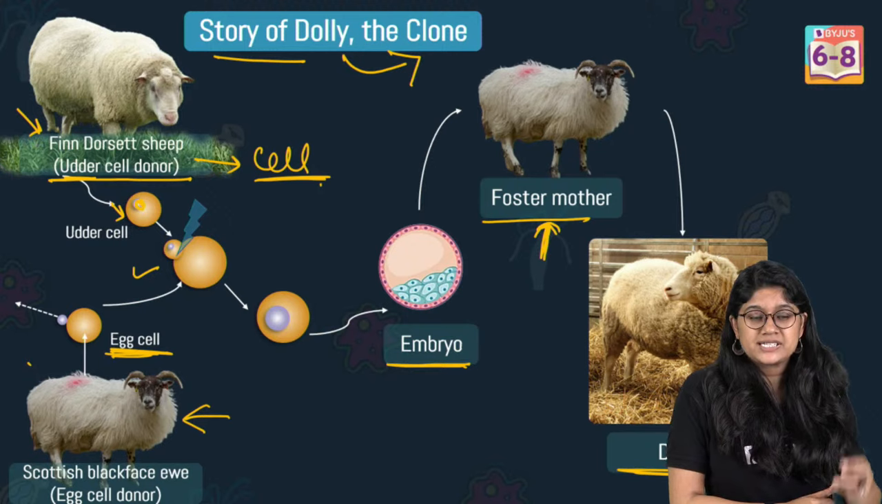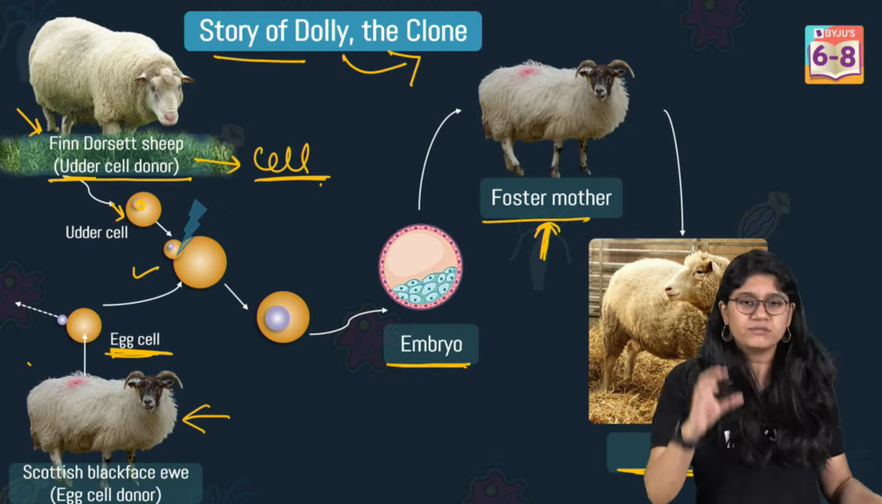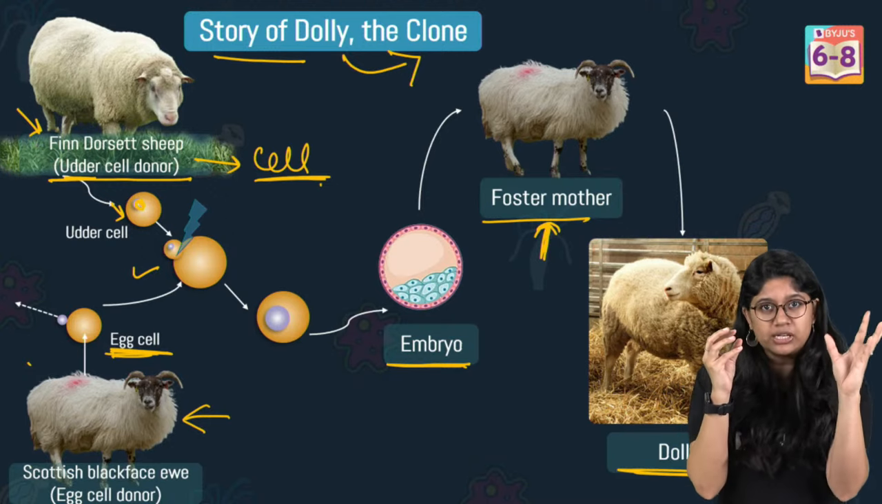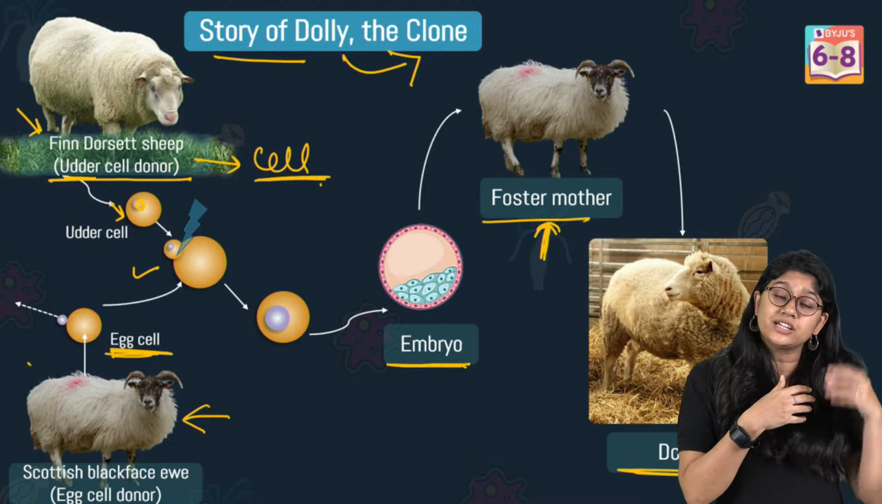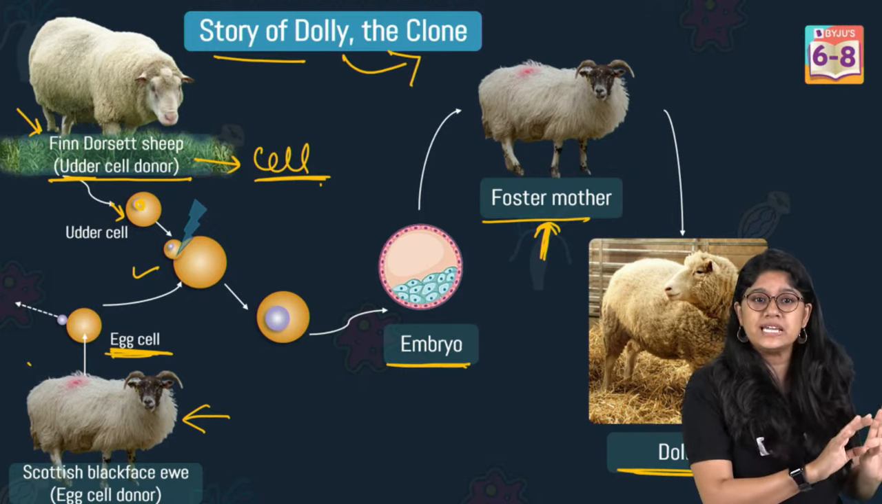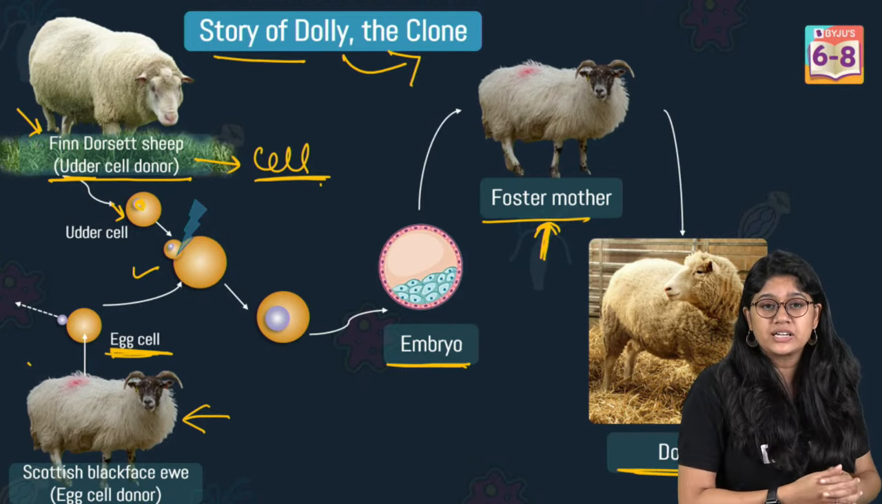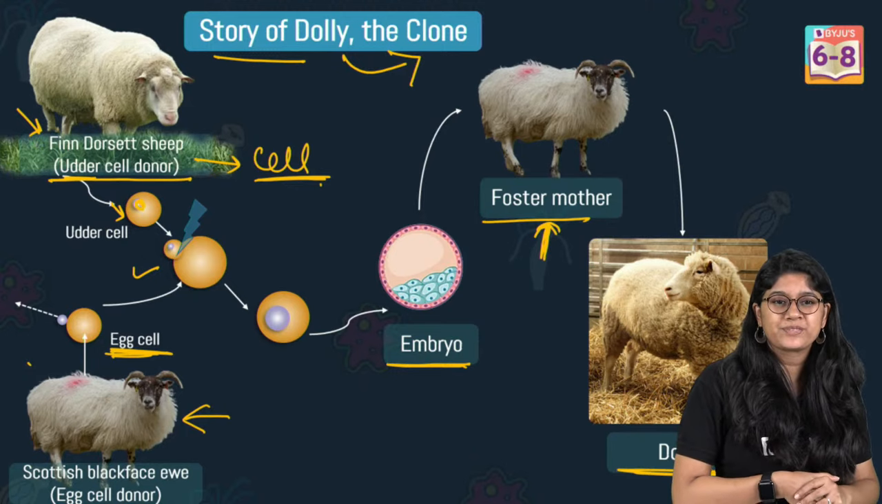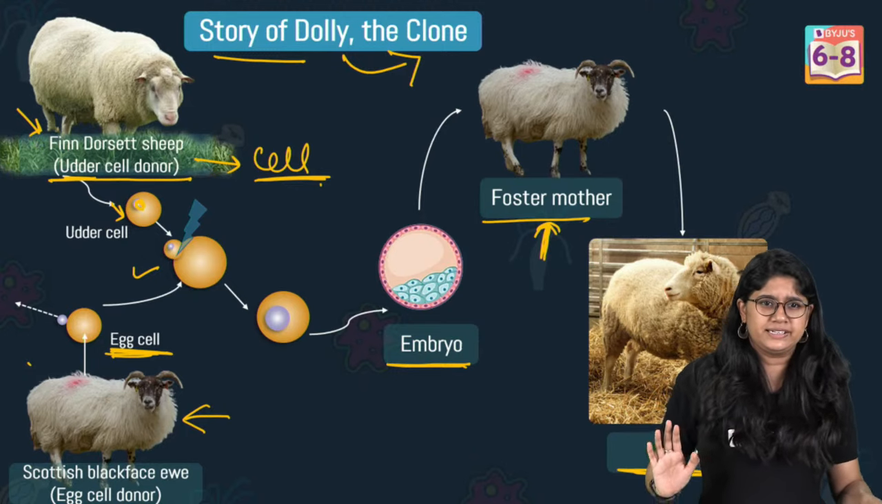Very good. In simple language, they took two cells. From one cell they removed the nucleus. From the other cell, they took the nucleus and then removed the cell. The other cells are from the mammary glands of the sheep. They're the somatic cells, basically.